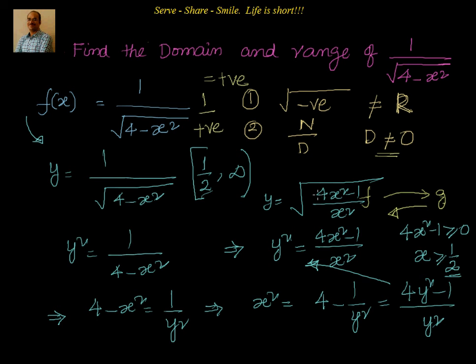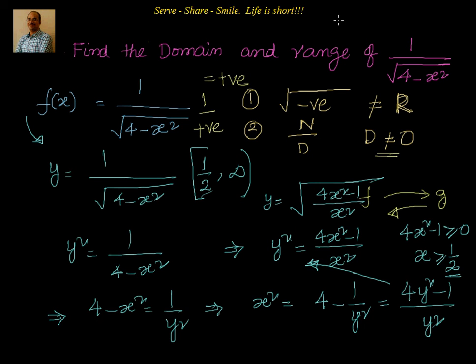So now you have y equal to square root of 4x square minus 1 by x square. You know x cannot be 0 because the denominator cannot be 0. And also you know that the square root of 4x square minus 1 cannot be negative. That means it should be greater than or equal to 0. From that you get x greater than or equal to 1 by 2. So the range is 1 by 2 comma infinity.